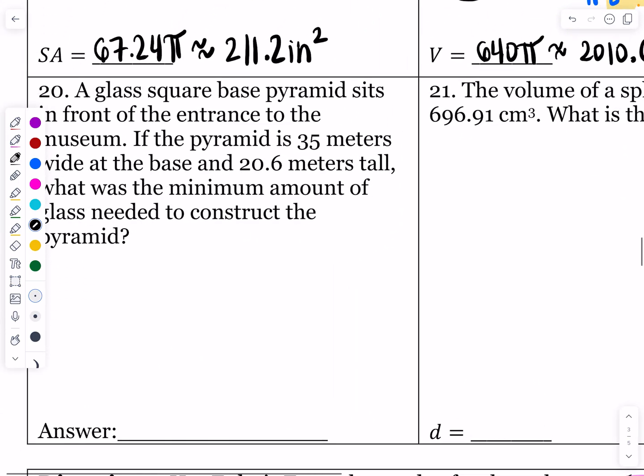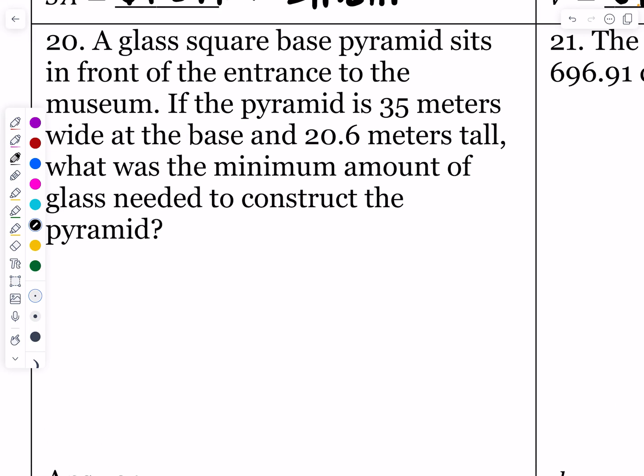A glass square base pyramid. Y'all, this is specific. A glass square base pyramid sits in front of the entrance to the museum. This makes way more sense. They artsy. If the pyramid is 35 meters wide at the base, I'm going to have to draw this out. So it does say it's square, so here we go. My artistic abilities are not going to be fabulous. So since it's a square, it says it's 35 meters wide at the base. So it's going to be a 35 by 35 meters. And it is 20.6 meters tall.